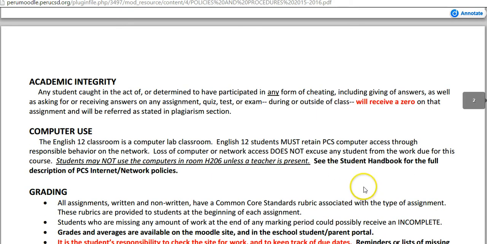The English 12 classroom is a computer lab. English 12 students must retain their PCS computer access through responsible behavior on the network. Loss of computer or network access does not excuse any student from the work due for this course. You may not use the computers in H206 unless a teacher is present, and the internet and acceptable use policy are posted on the school website.